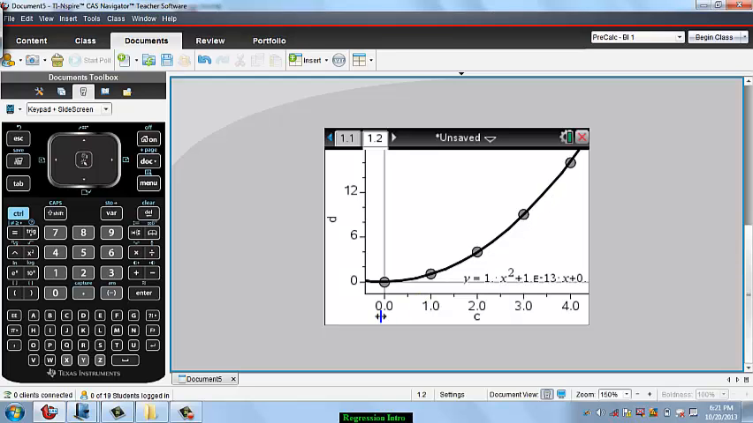So there's a little bit of an introduction on how to do regressions. Please hang on to your paper and make sure that you do your notes.